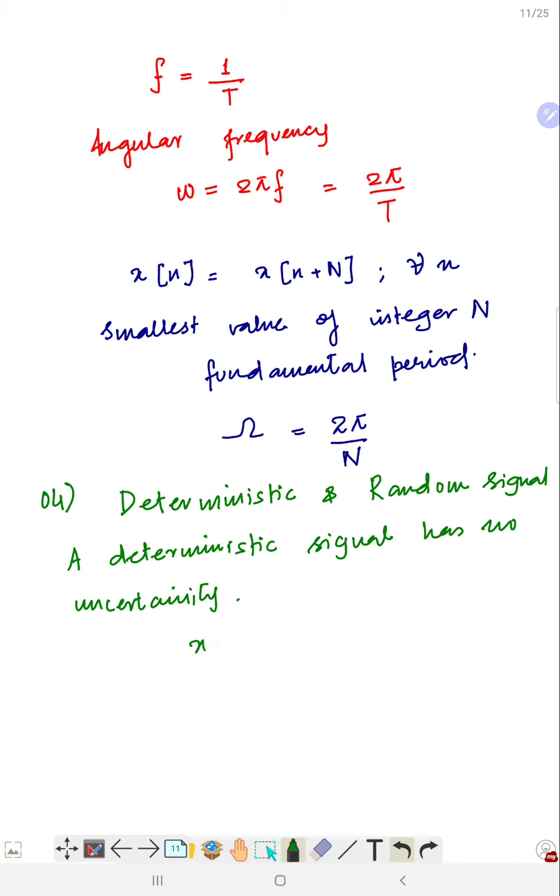For example, if I have x of t equal to sine of omega t, this is a signal which is mathematically, explicitly defined. It's just a pure sine wave. And you give any value of t, you will be able to determine the value of this signal. For example, at time t equal to 0, it will have some value. But you can also say with 100% certainty what its value will be at time t equal to 10, because it is pretty much defined by this mathematical expression.